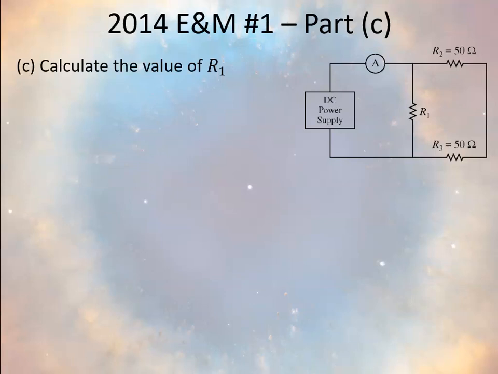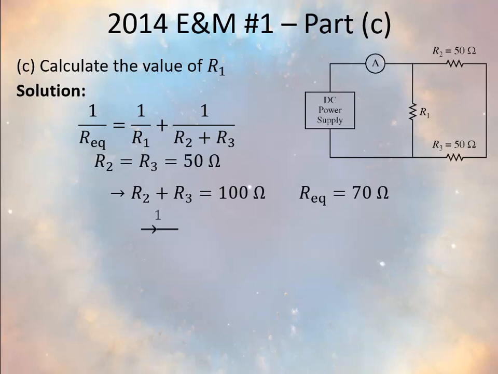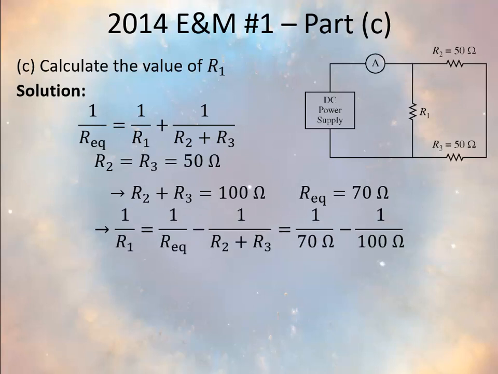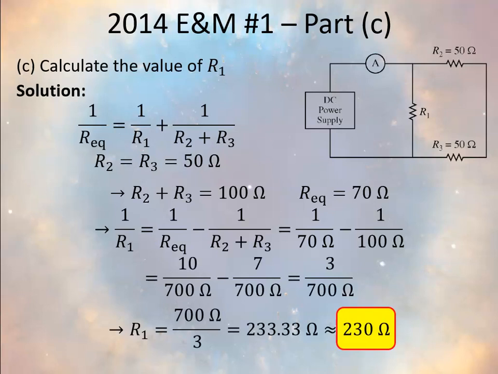Calculate the value of R1. Well, we calculated the equivalent resistance, and we note that R1 is in parallel with our other two resistors, which themselves are in series with each other. So, setting up a formula for equivalent resistance, we have 1 over the equivalent resistance is 1 over R1 plus 1 over R2 plus R3, and then we plug in our values after writing our givens. We isolate for 1 over R1 first and then plug in our values. And upon doing that, we find that R1 is about 230 ohms using the numbers that we had.